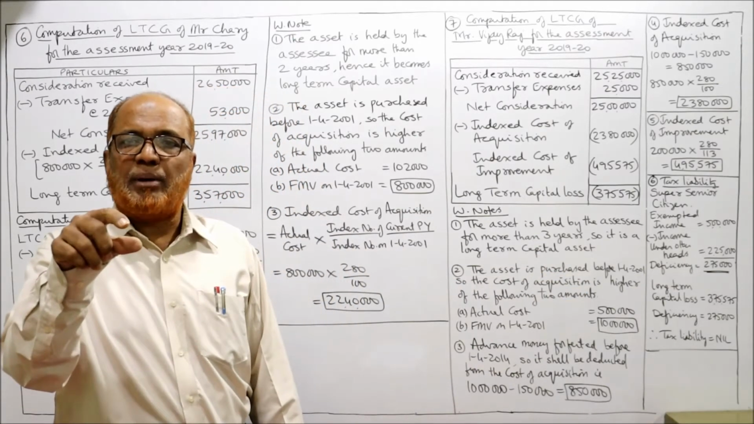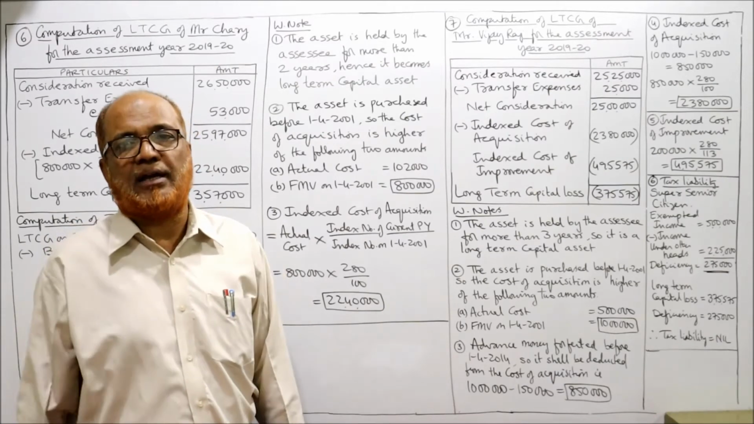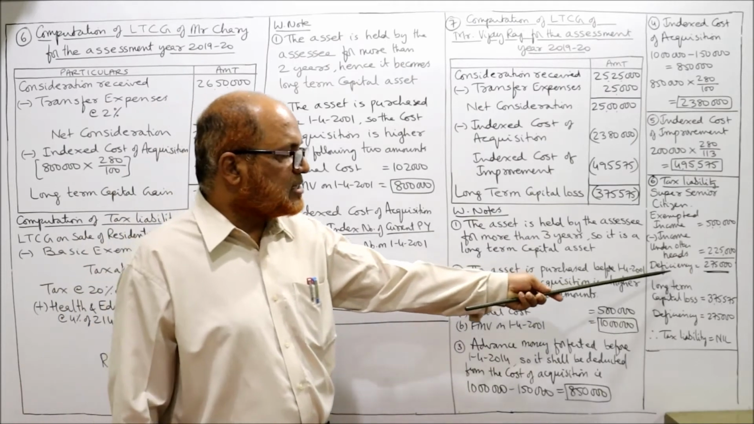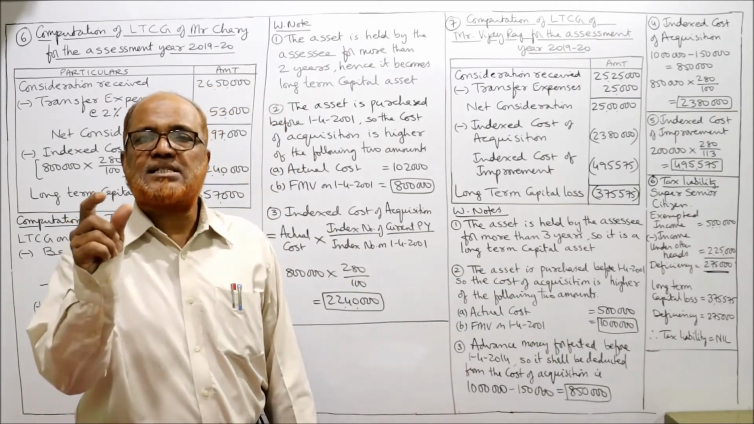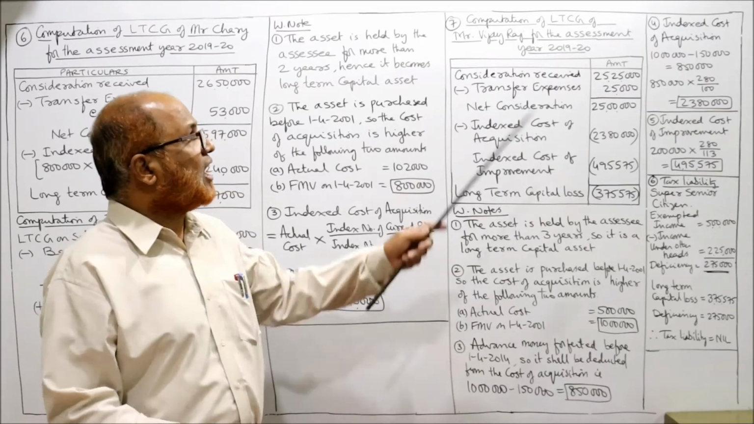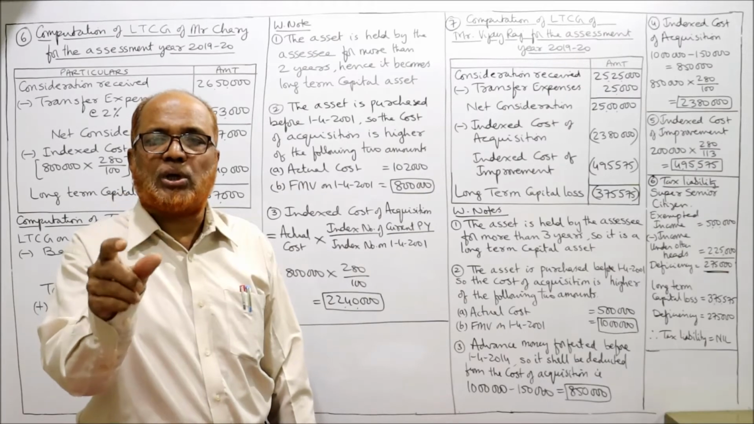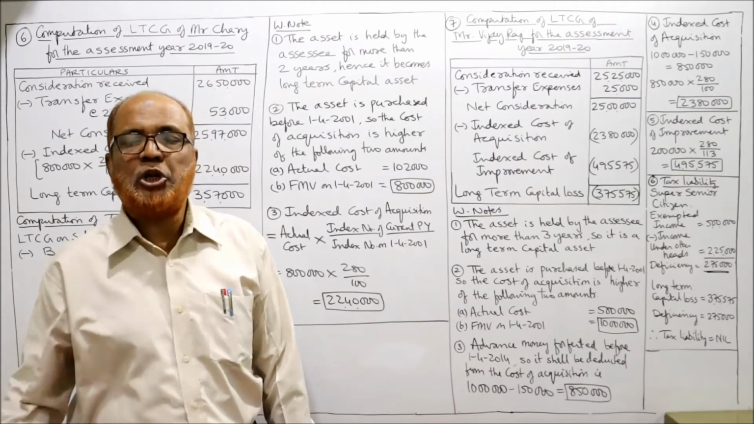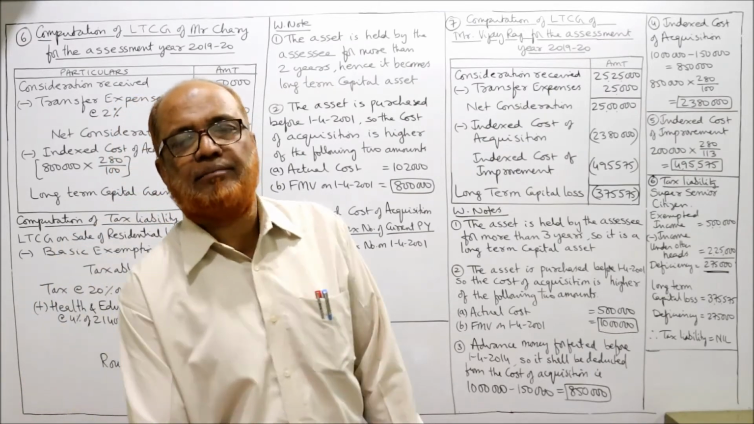This deficiency can be met from long-term capital gain, but we don't have long-term capital gain. We have long-term capital loss. So here we have deficiency, here we have long-term capital loss. Therefore, Vijay Raj's tax liability for the assessment year 2019-20 is nil. No tax. So we have completed problem number 7.